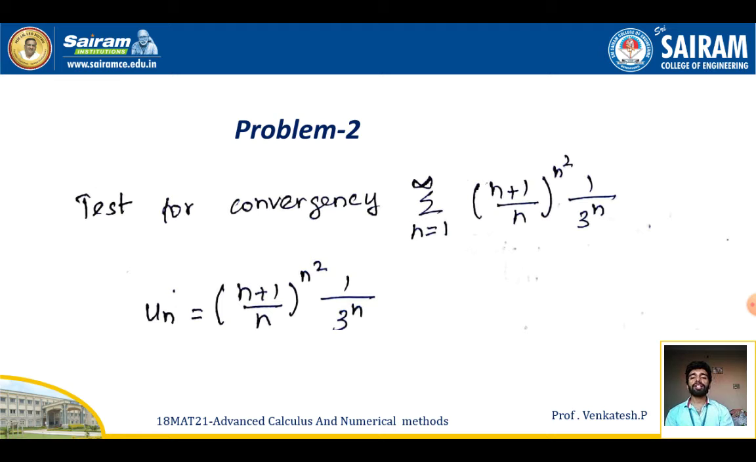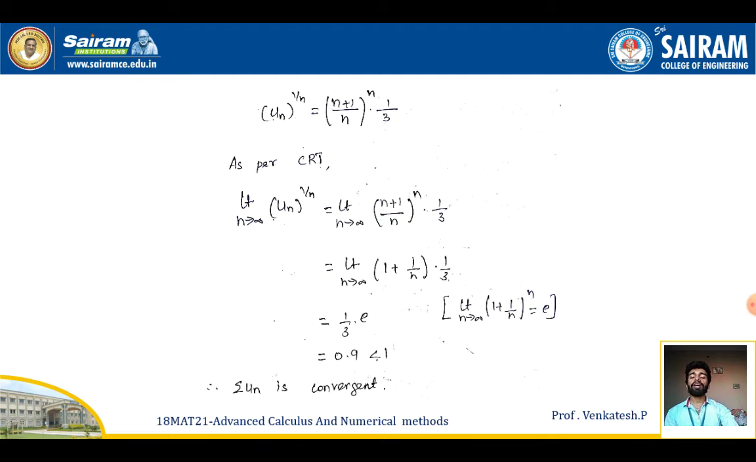According to the Cauchy's root test, I should have un power 1 by n. So I'm going to apply un power 1 by n on both sides of the equation. I will get un power 1 by n equal to ((n+1)/n) whole power n square whole power 1 by n into (1/3) power n whole power 1 by n. On cancelling the powers and simplifying, I will get un power 1 by n equal to ((n+1)/n) whole power n into 1 by 3.